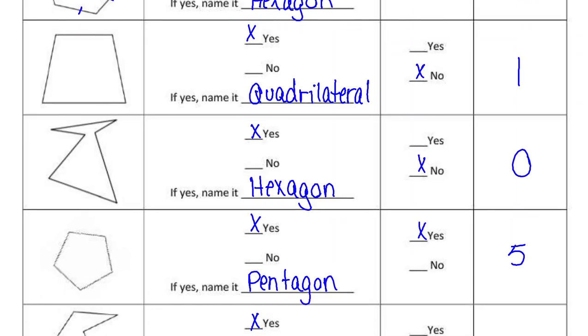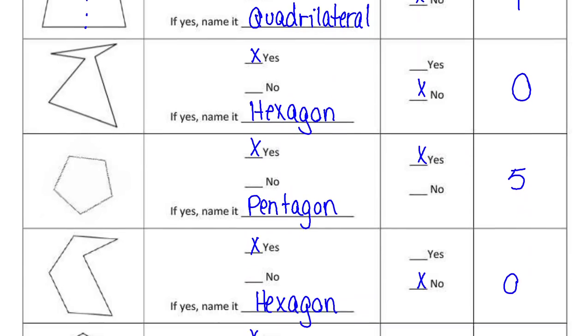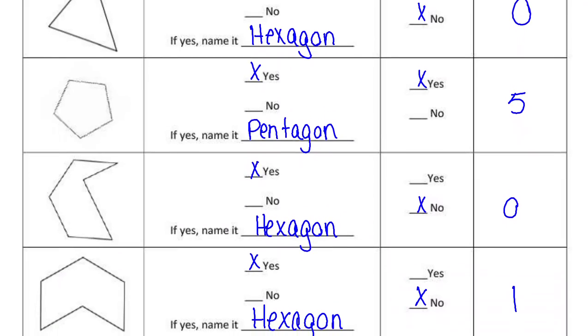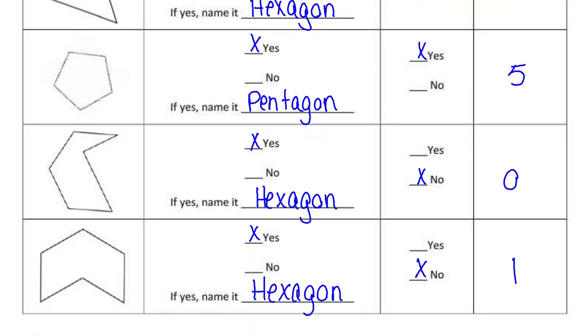So the first one was a quadrilateral. It was a polygon. No, it was not regular, and it has 1 line of symmetry down here. The next one's a hexagon. No, it's not regular, and it has 0 lines of symmetry. The one after that is the pentagon. It is regular, so remember regular polygons, the sides and the angles match the lines of symmetry. The last two are both hexagons. No, they are not regular, and the last one has a line of symmetry right through there.